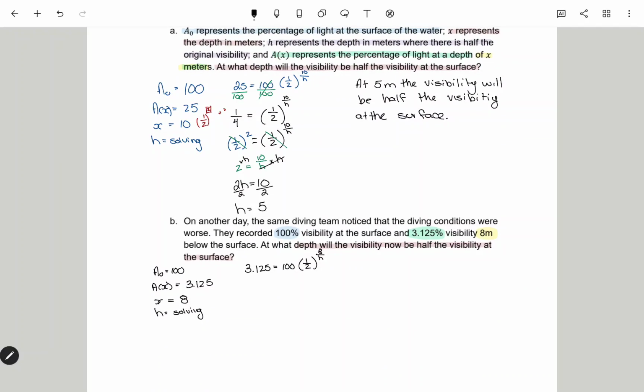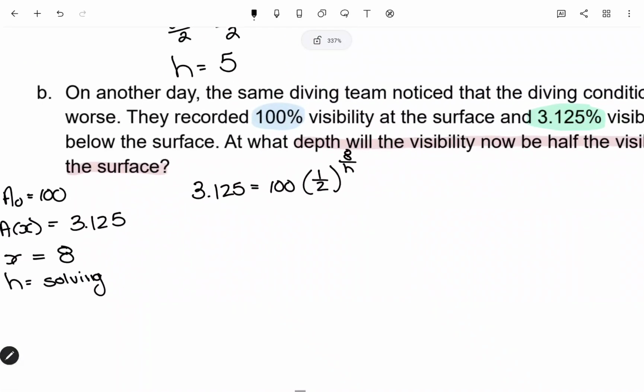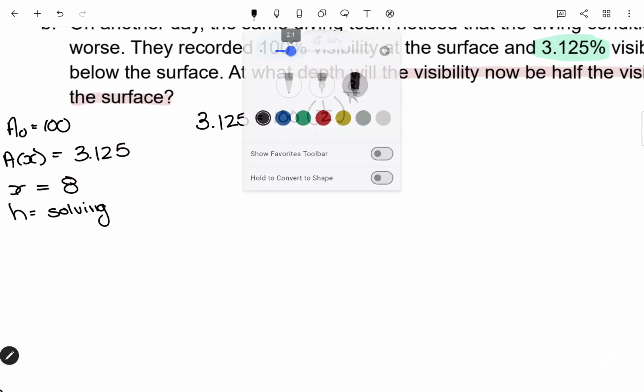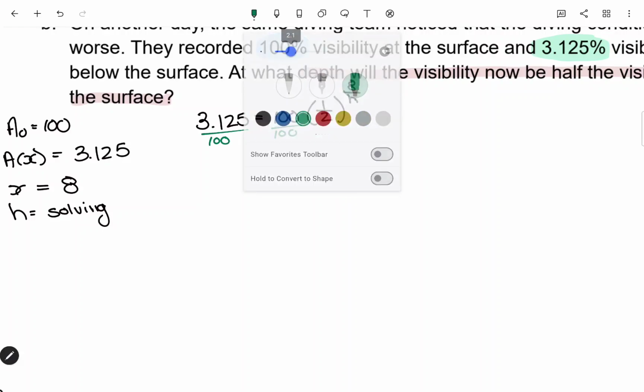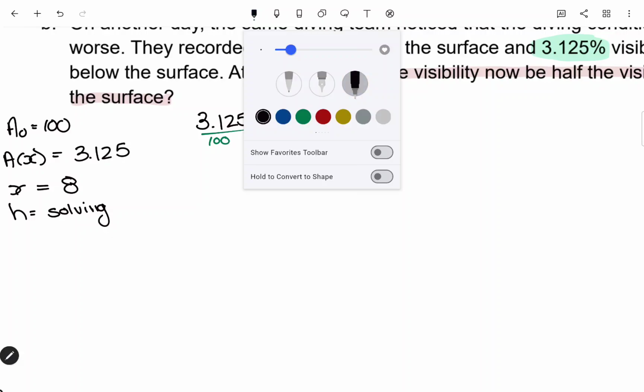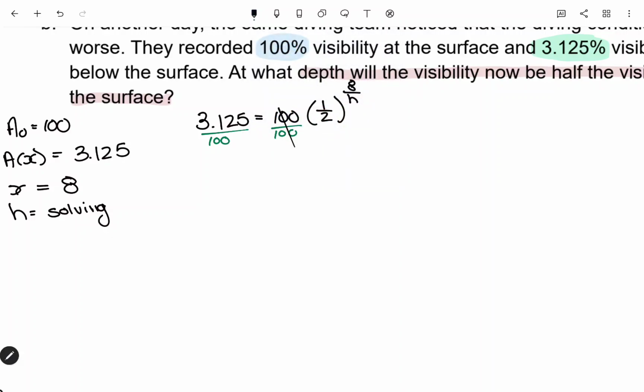All right, so our steps of solving are going to be the exact same as above. So first of all, we don't like having that 100 out front. So we've got to get that out of the way. So I'm going to divide both sides by 100. Again, working with fractions is better. So on this side, we're going to have 1 over 32. Remember, you can just use the math frac button on your calculator. And this side is 1/2 to the power of 8 over h. So again, our thought is how can I rewrite 1 over 32 as 1/2 to the power of something?